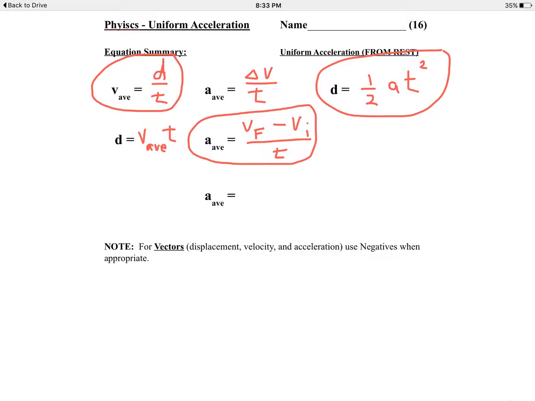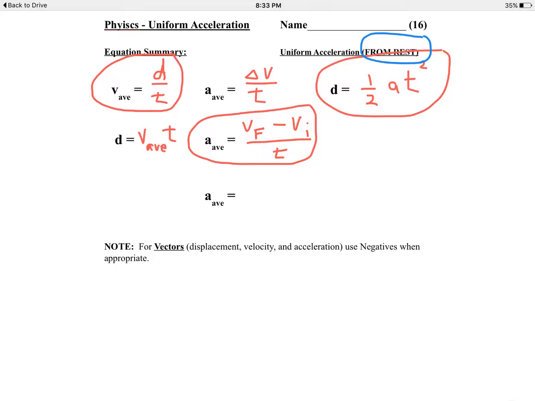Furthermore, in the middle column here, a lot of problems will have an object that starts accelerating from rest. And by the way, I forgot to mention this as well. Over here on the right-hand side, very, very important, this last equation only works if you are starting from rest. That last equation. The other equations that I have on here will work whether you're starting from rest or not. They're just overall averages.